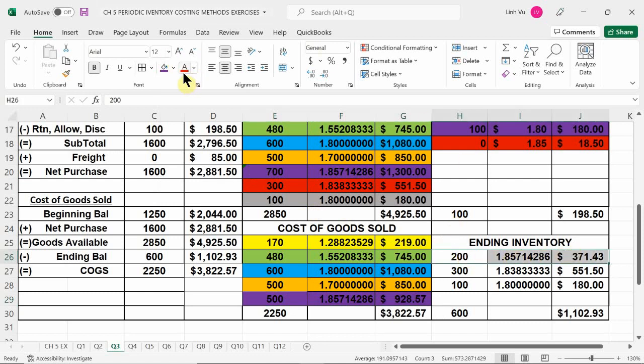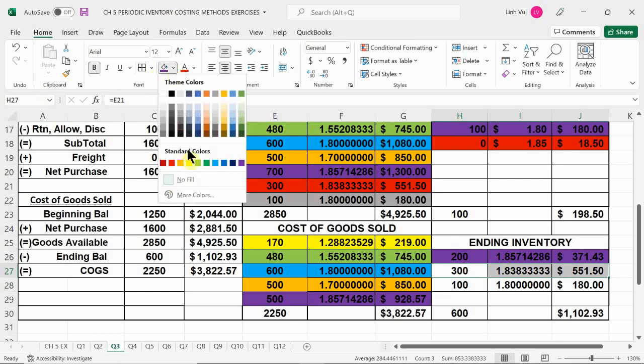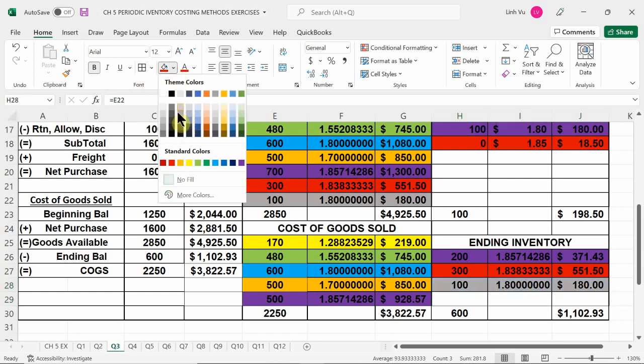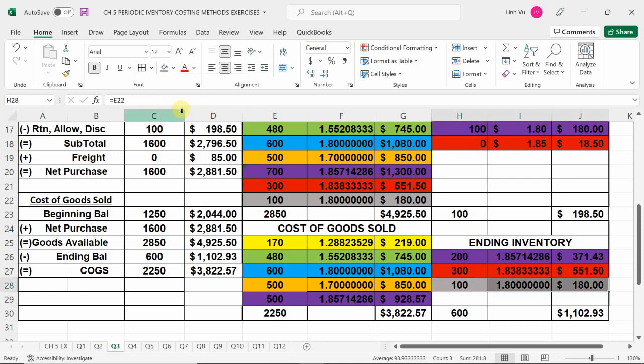And that means all of this ending inventory is going to be the stuff that you're going to carry over into the next inventory worksheet for the month of August. Okay. So I'm just highlighting everything just so then you know exactly where everything belongs.